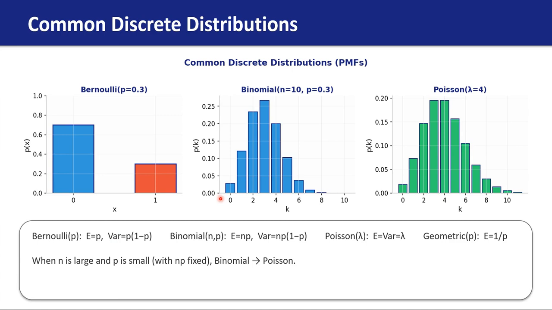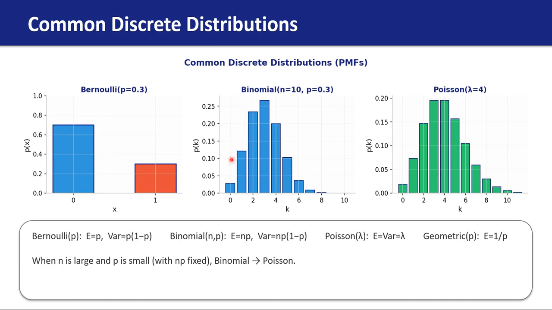The first one is a Bernoulli with parameter p. One trial, two outcomes: success with probability p, failure with probability 1 minus p. For example, flip a coin or send one packet, it arrives or it drops. The mean of this random variable is p, and its variance equals p times 1 minus p.